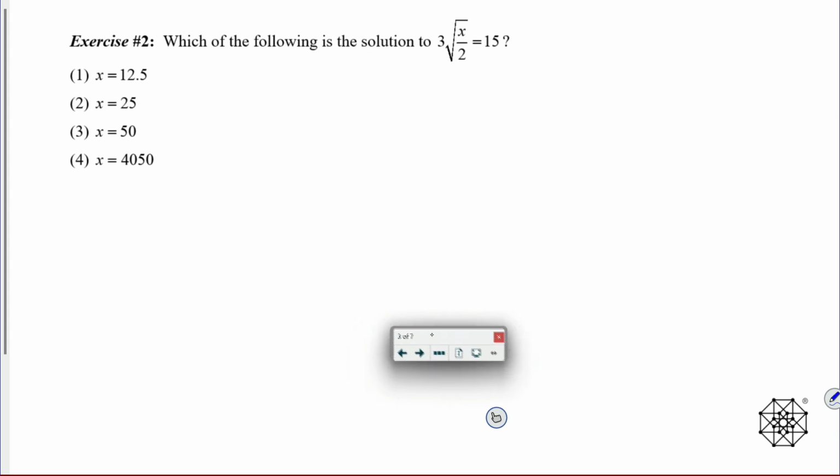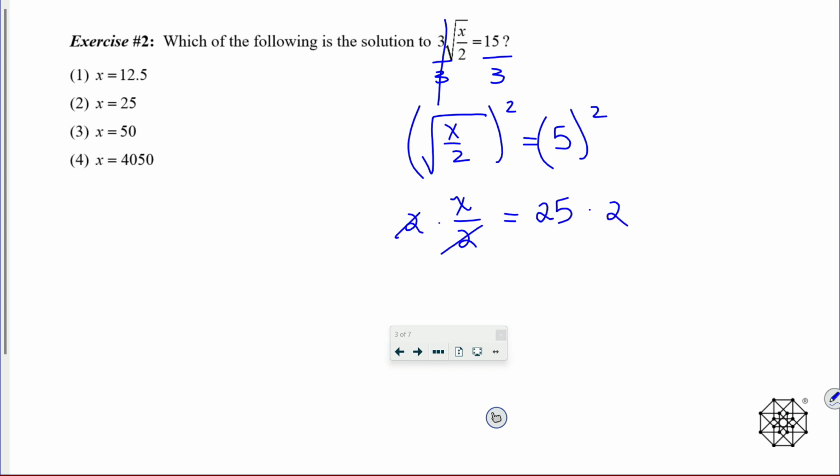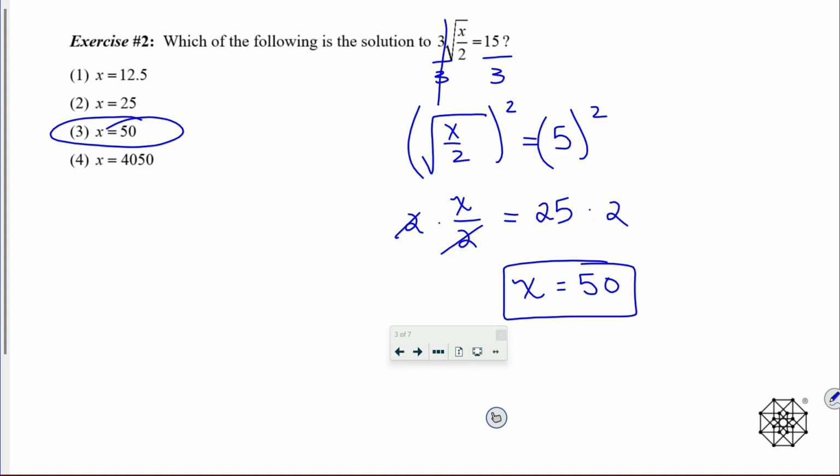So first things first, let's divide both sides by 3. That's going to cancel and leave me with root x divided by 2 is equal to 5. I'll square both sides. That'll leave me with x divided by 2 is equal to 25. And then I'll multiply both sides by 2. And that will leave me with x equals 50, or choice 3.